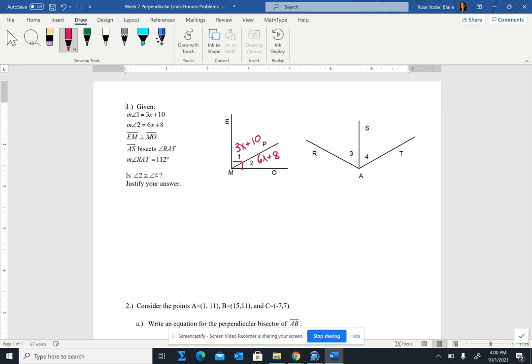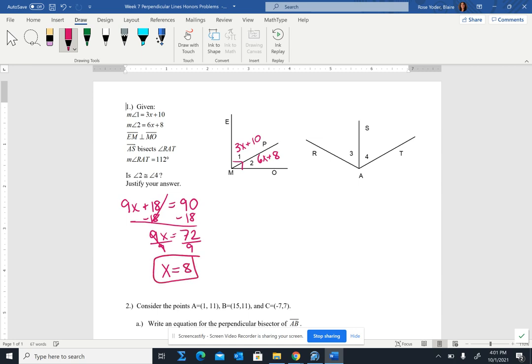6x plus 8. So like we keep talking about, you're not always going to use all the information in every equation that you make. So I'm going to stop there, and I know that I can add up those two expressions and set it equal to 90 since the two angles form a right angle. So 3x and 6x is 9x, 10 and 8 is 18. Add them up, set it equal to 90. Let's solve this quick equation. 90 minus 18 is 72. And 72 divided by 9 is 8.